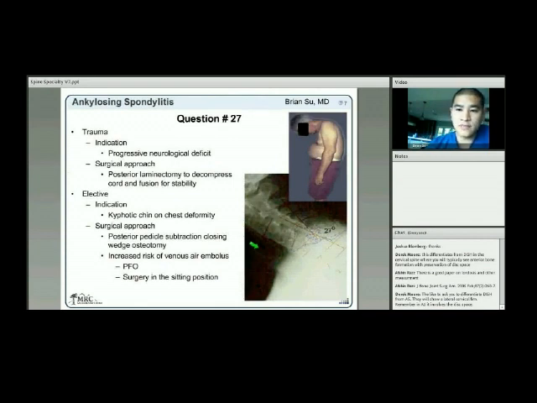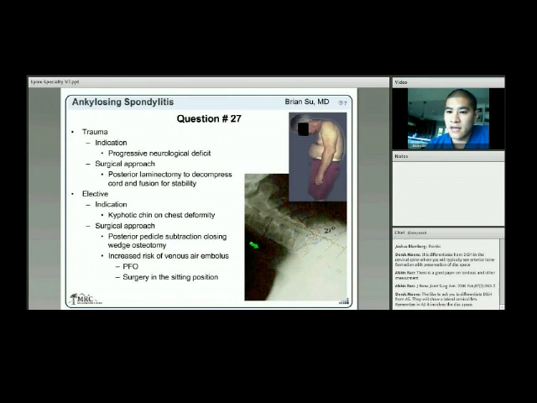So in ankylosing spondylitis, what are the indications for surgery? And this is an overarching theme in the in-training and in the boards. Anytime they tell you there's a progressive neurological deficit, that patient needs an operation. In general, anytime they tell you that there's spinal cord compression or there's signs of myelopathy, upper and lower extremity involvement, gait disturbance, they're trying to push you towards something surgical.